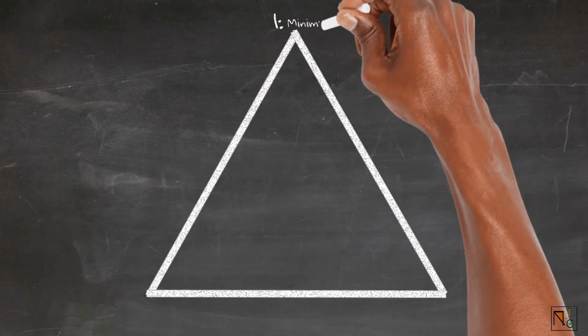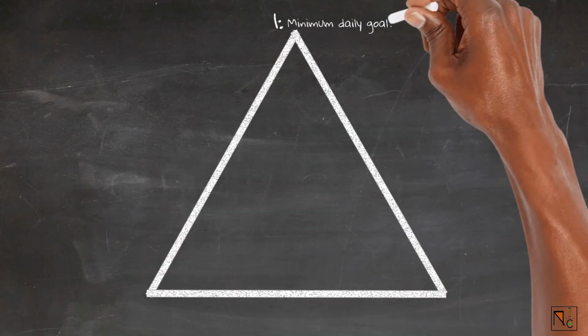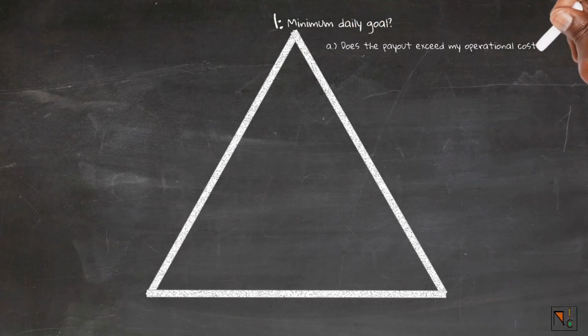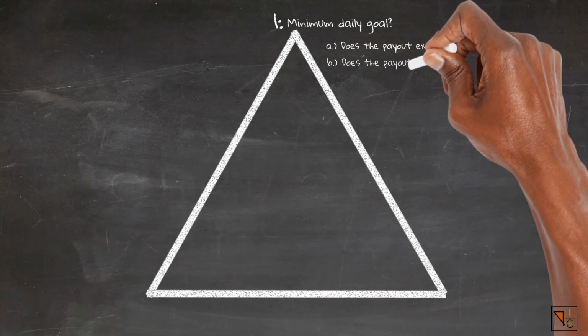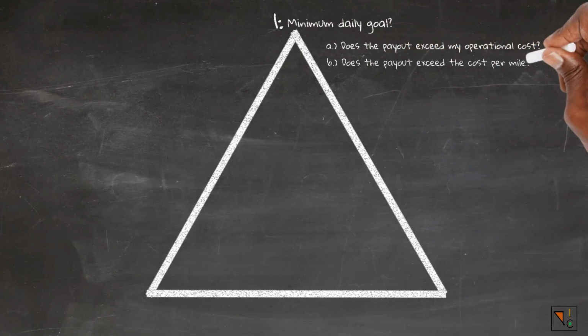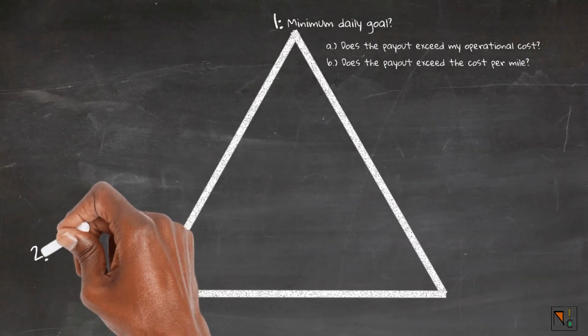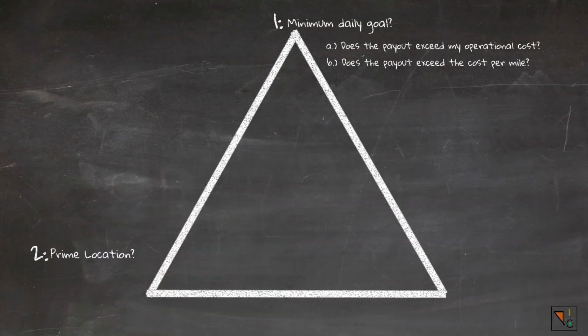So criteria 1 on the triangle is, does this meet my minimum daily goal? Within this vein of criteria 1, does the payout exceed my operational costs? Or does the payout exceed the cost per mile? So I go over that in this video here where I talk about my car expenses. Criteria number 2, is it in your preferred zone or area?